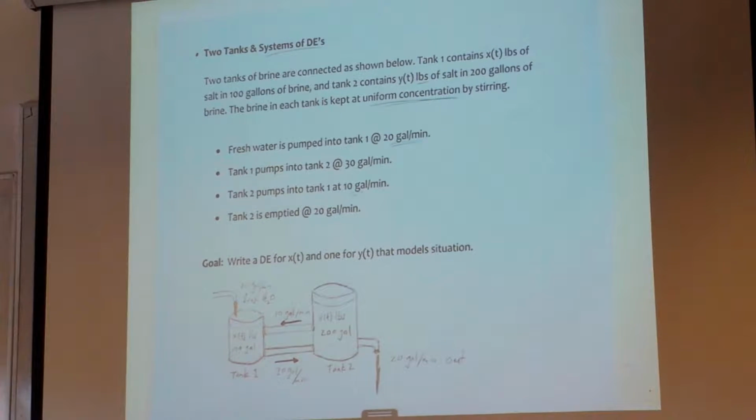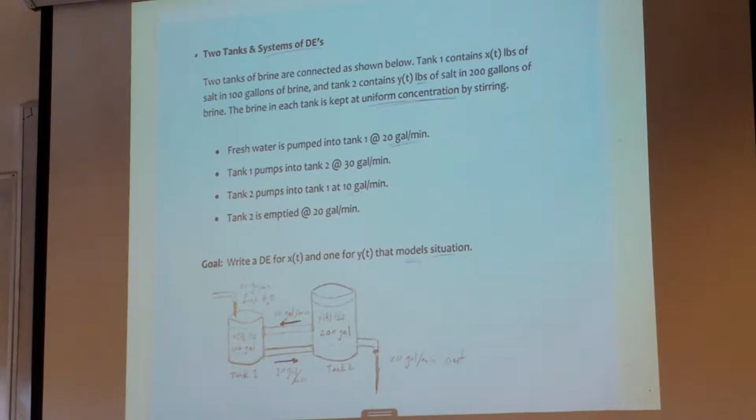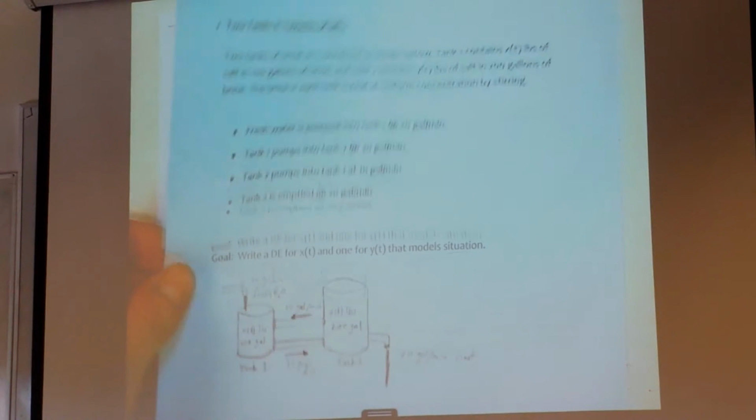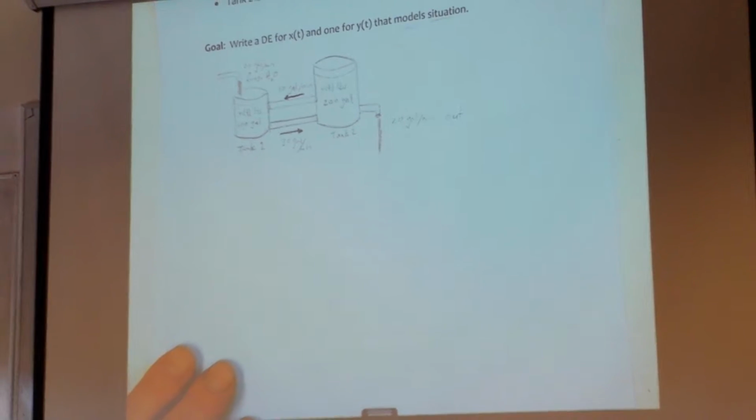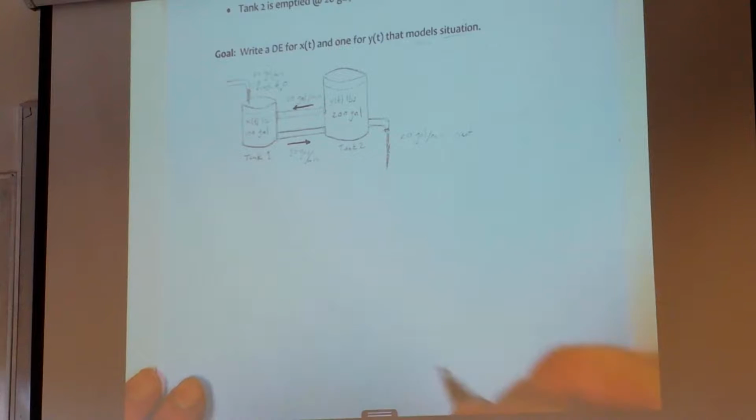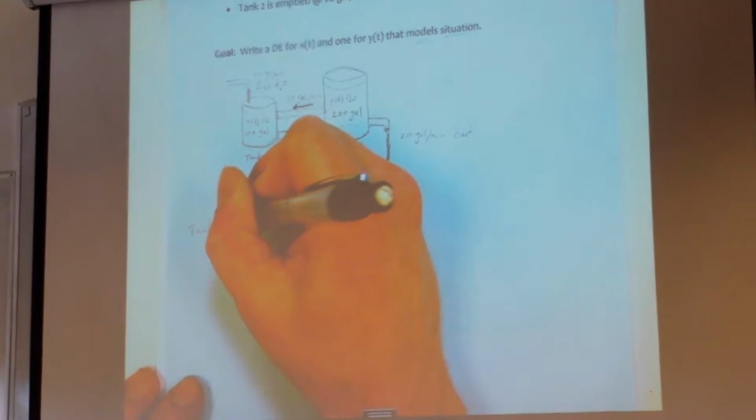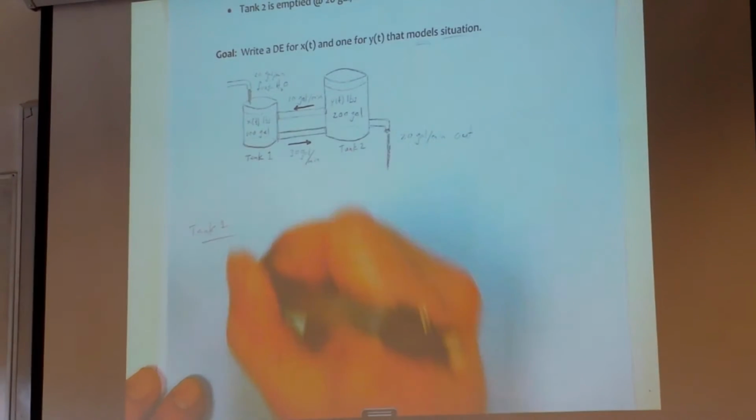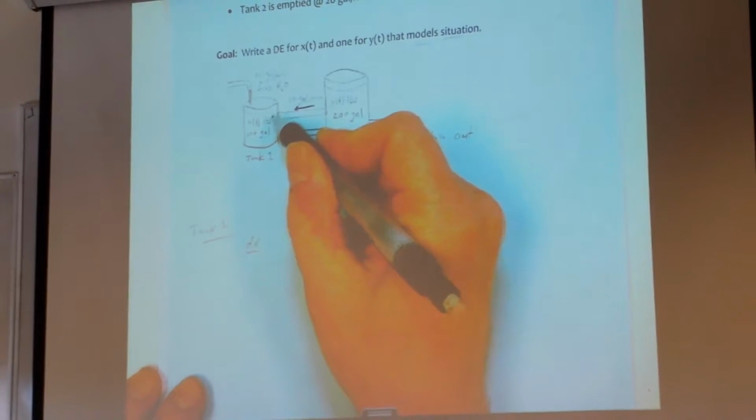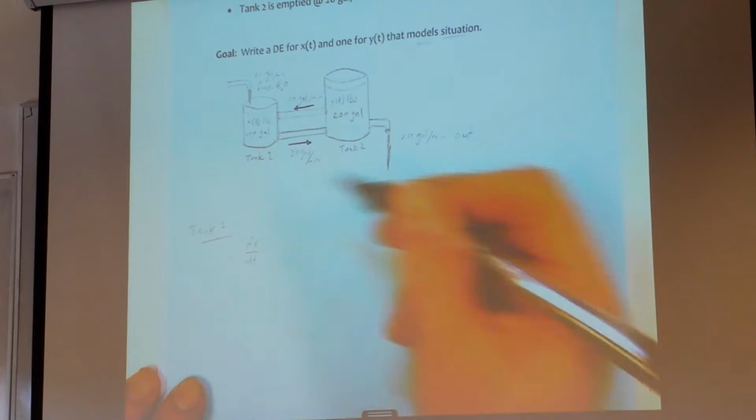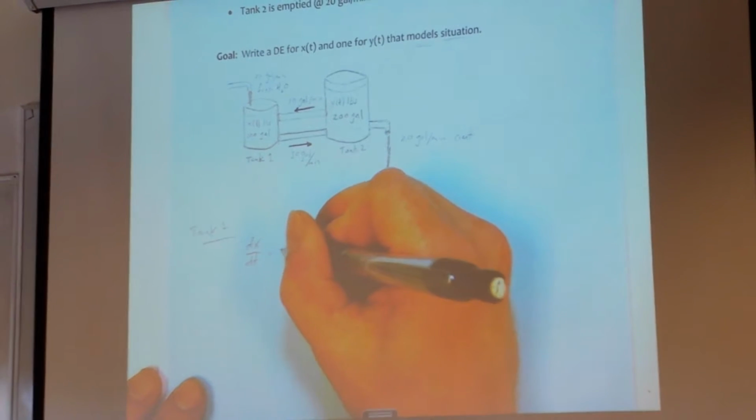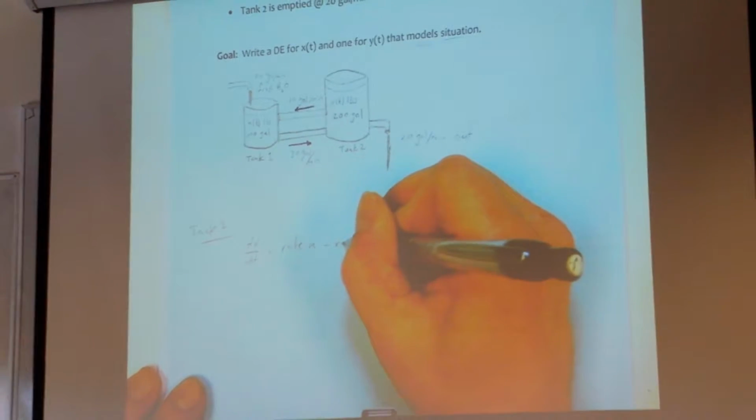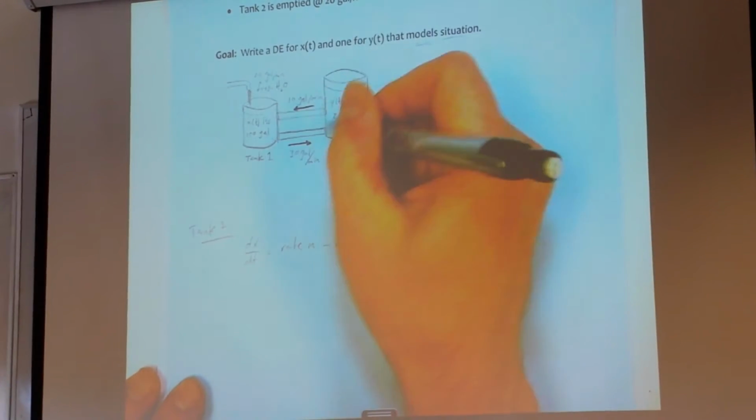So what we're going to be doing is looking for a system of equations that models this situation. So a differential equation for x of t and one for y of t. So let's start on that path here. For x of t, let's talk about tank 1 first. The change, dx dt, is measured in pounds of salt, and t is measured in minutes, so that's going to be pounds per minute, rate of change. Always start the same way, rate in minus rate out. And we've got a couple of different inlets here.